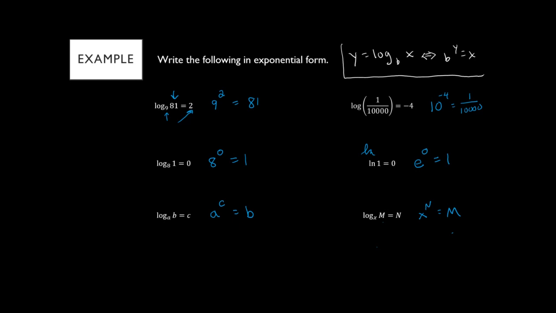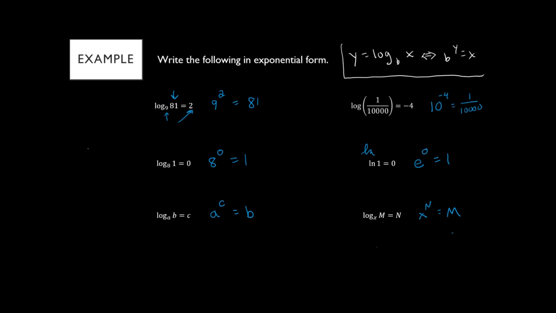Actually, I realized I came in a little late. I was kind of wondering, you have on log subscript 8, 1 equals 0. If you have 8 to the 0 power, how does that equal 1? Aha! That's an excellent question. So our rule is that anything to the 0 power is equal to 1.